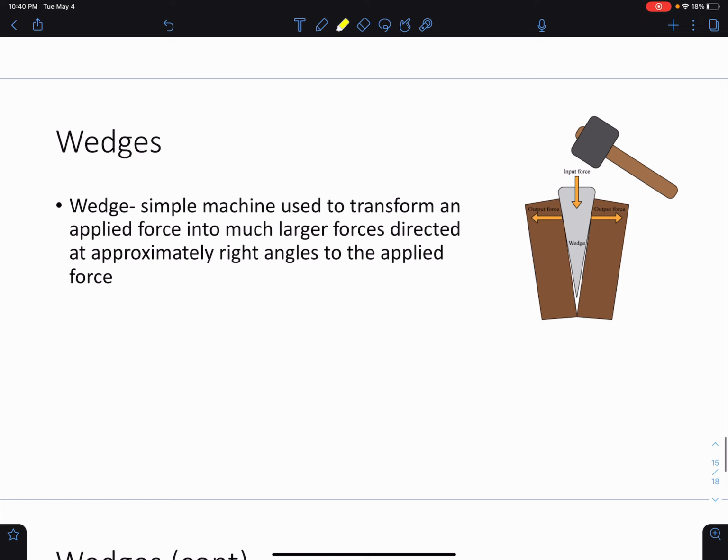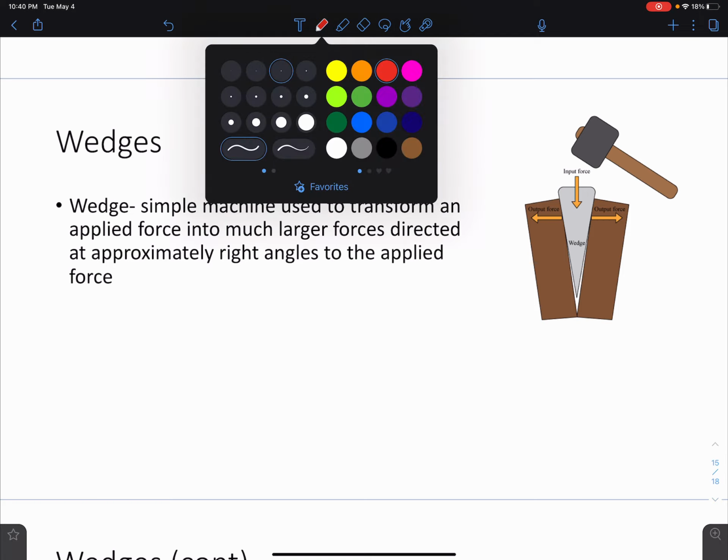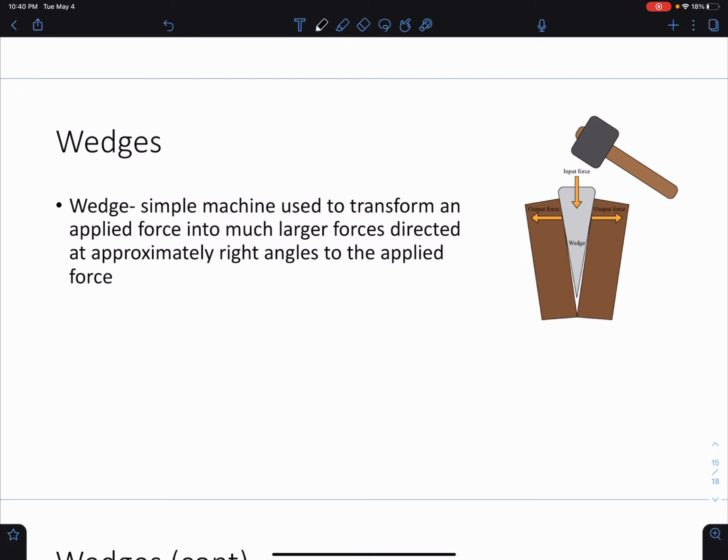Okay. So we're going to move on now, talk about wedges, okay? And wedges are considered a simple machine because we can transform an applied force into a much larger force directed at the right angle to the applied force. So what does that mean? Basically, you can see the system here.